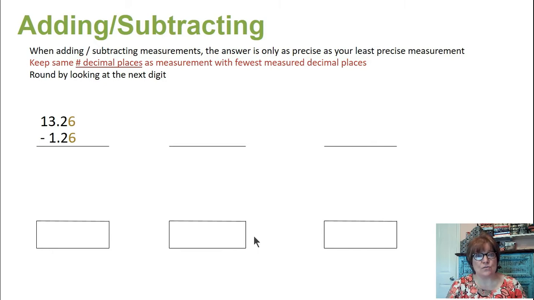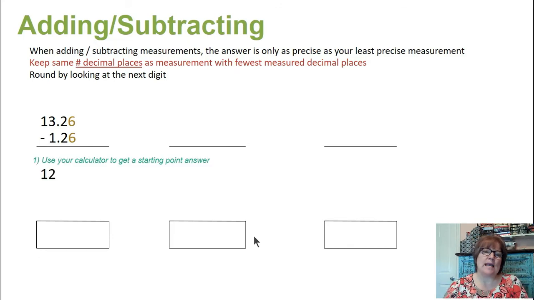Okay, so let's start with 3.26 minus 1.26. When I look at the uncertain digit, in both cases, the uncertain digit is in the second decimal place or the hundredths place. So first I want to use my calculator and get the answer. That's what it's designed for. It can't do sig figs, but it can do the calculation. It gives me the number 2.